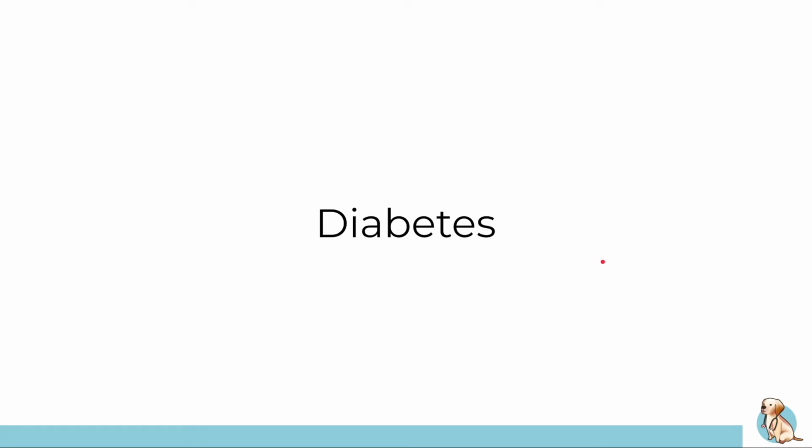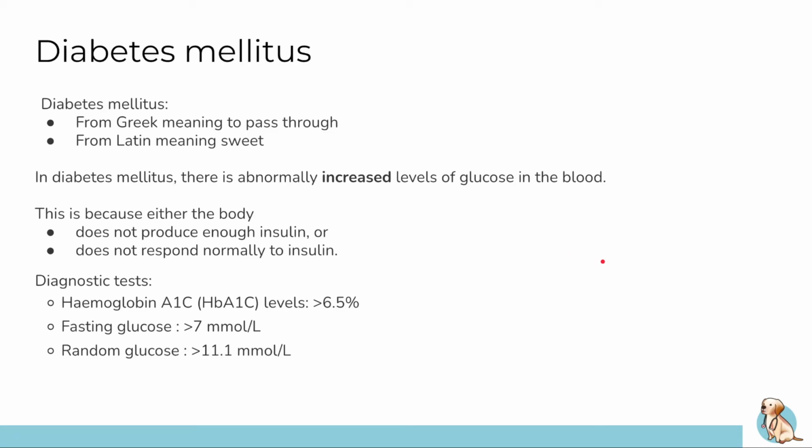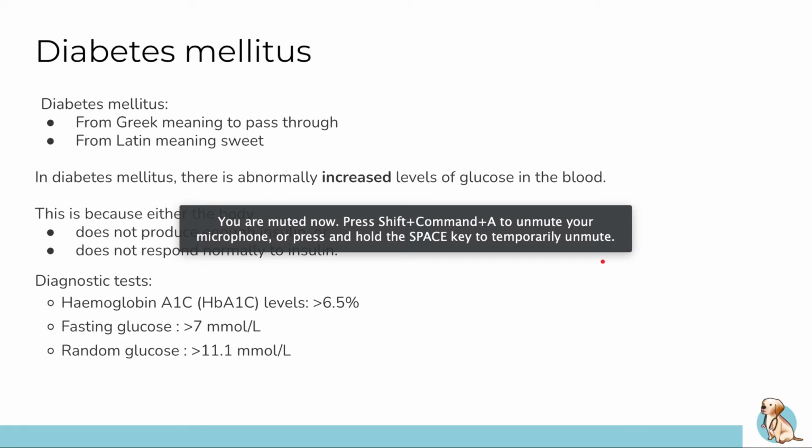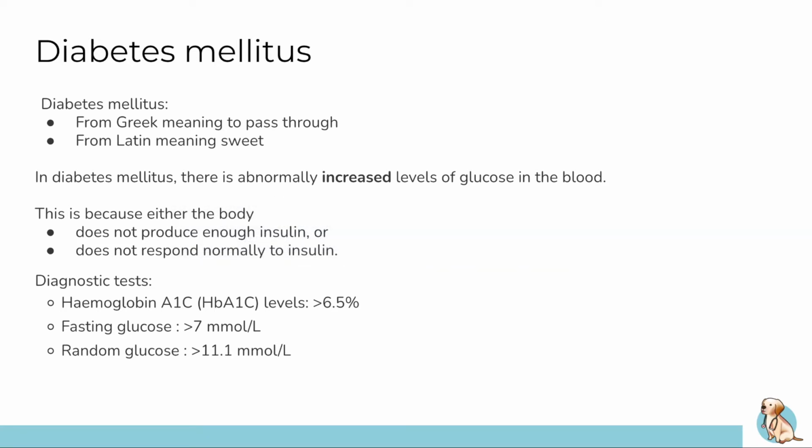Okay, so let's chat now about diabetes. Diabetes mellitus is the main condition I'll talk about in relation to the pancreas and the endocrine system. Diabetes means to pass through, and mellitus means sweet, which probably reflects the glucose in the blood and urine.